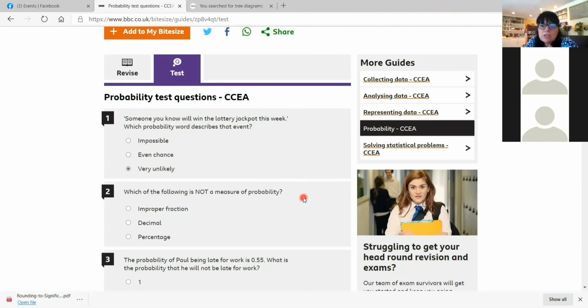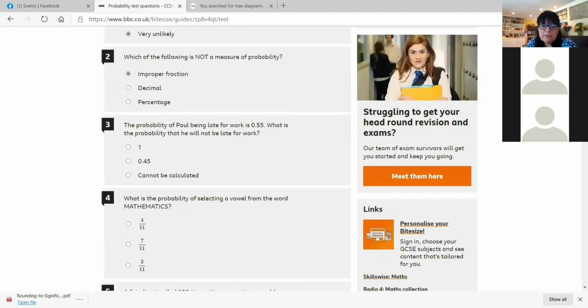Which of the following is not a measure of probability? An improper fraction, a decimal, or a percentage? Improper fraction. Good, because remember it has to be less than 1. Good boy. Right. The probability of Paul being late for work is 0.55. What is the probability that he will not be late for work? Ma'am, it's 0.44. 0.45.